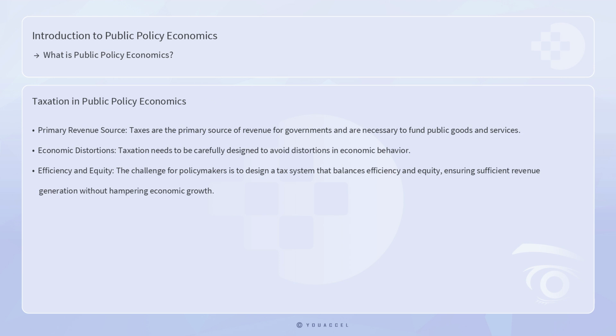Taxation is another vital aspect of public policy economics. Taxes are the primary source of revenue for governments and are necessary to fund public goods and services. However, taxation needs to be carefully designed to avoid distortions in economic behavior. High taxes can discourage investment and work effort, while low taxes may not generate sufficient revenue for essential public services. The challenge for policymakers is to design a tax system that balances efficiency and equity, ensuring sufficient revenue generation without hampering economic growth.